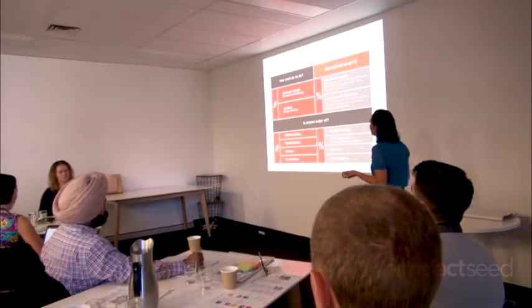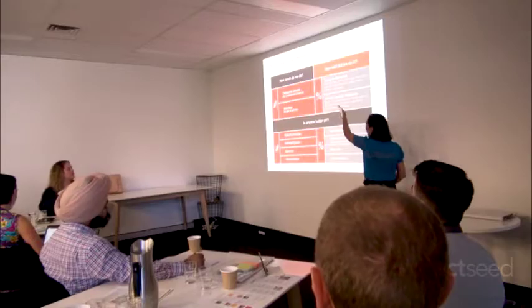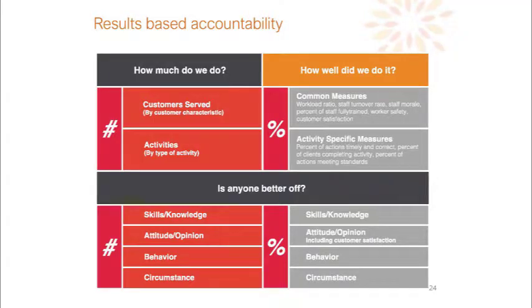So the questions asked are very clear. At the beginning, how much do we do? Using the logic model, we call these your inputs and outputs and your activities. How much did we do? How well did we do it? Some of these would be your outputs and some are outcomes.